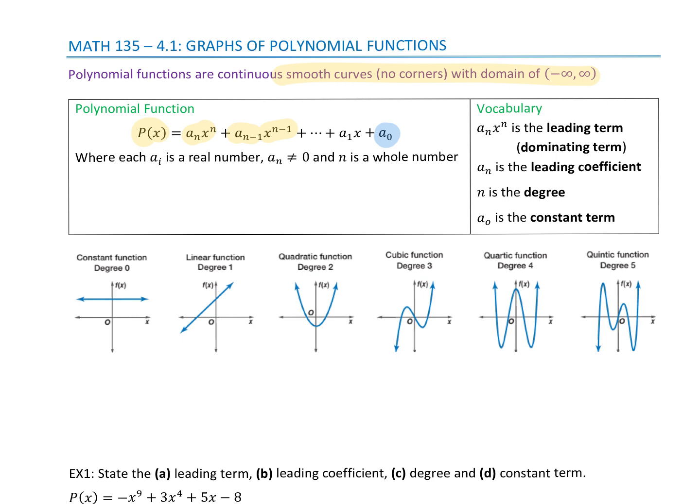Okay, so some vocabulary. We have a_n x to the n is the leading term. a_n is the leading coefficient, n is the degree, and a sub 0 is the constant term. And then we have some important functions that are going to be the main ones we'll look at.